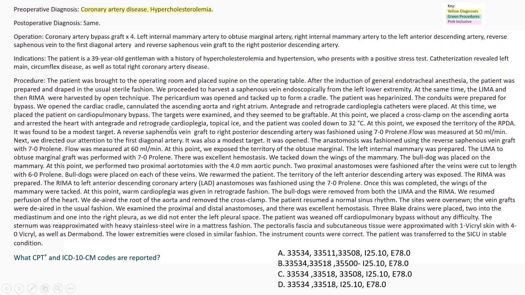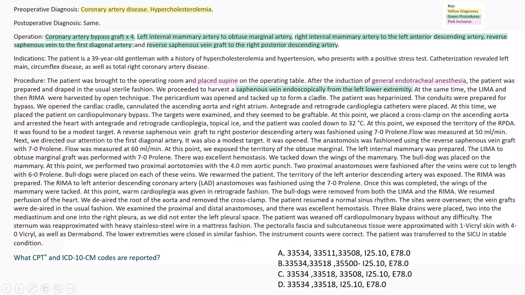The preoperative and postoperative diagnosis is also the same in this scenario, and it is coronary artery disease and hypercholesterolemia. Operation performed is a coronary artery bypass. There is a four graft. One is from left internal mammary artery to obtuse marginal artery, right internal mammary artery to left anterior descending artery, a reverse saphenous vein to the first diagonal artery, and a reverse saphenous vein graft to the right posterior descending artery. The patient was placed in a supine position.